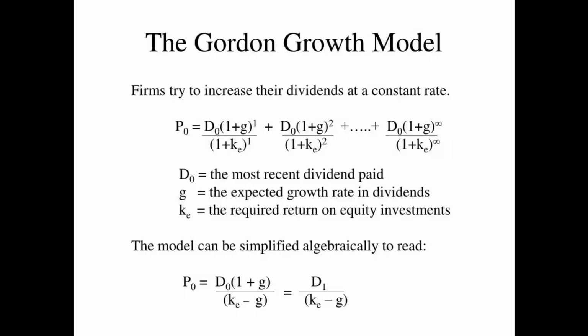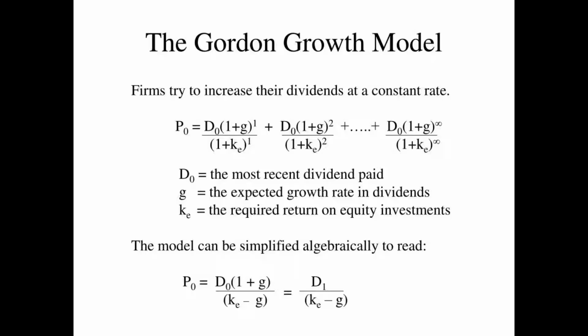P0 is equal to the sum from t equals 1 to infinity of Dt divided by 1 plus Ke to the t power. The price of the stock is determined by the present value of the future dividend stream.